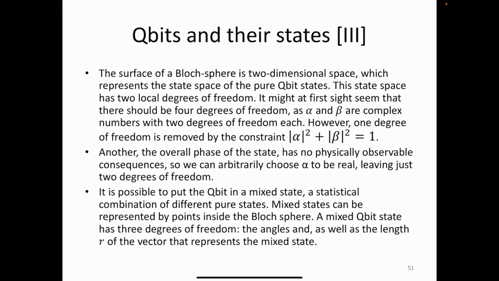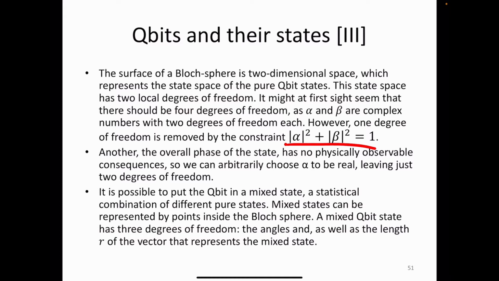As we said, the surface of a Bloch sphere is a two-dimensional space, which represents the state space of the pure qubit states. And it has 2 degrees of freedom. As we just mentioned, it might at first seem that there should be 4 degrees of freedom because our probability amplitudes are complex numbers, with each of them having 2 degrees of freedom. However, we remove these additional degrees of freedom by the constraint that we just looked at before.